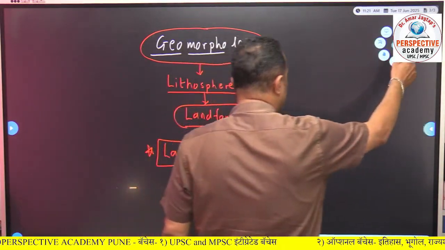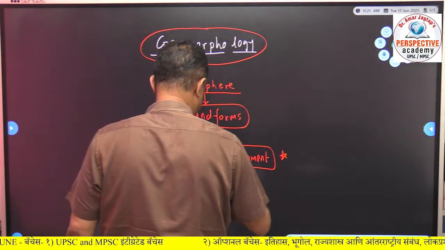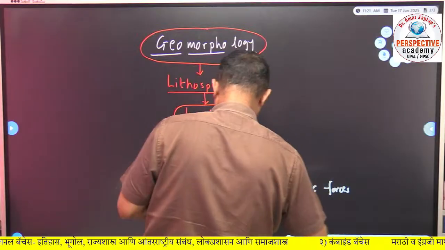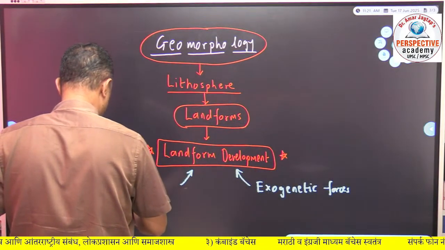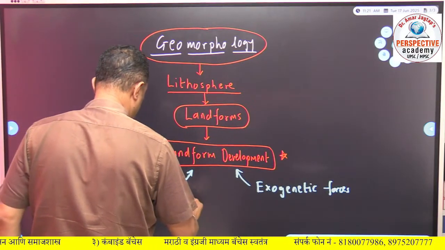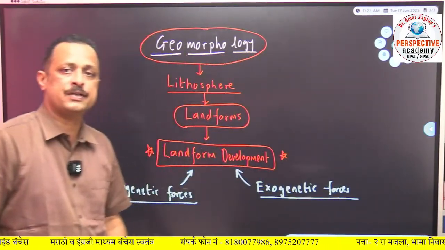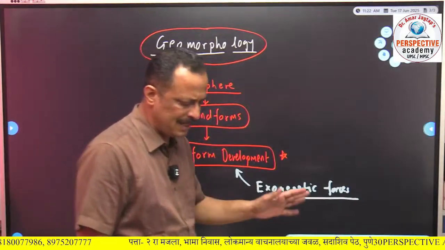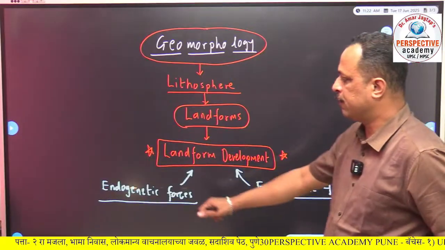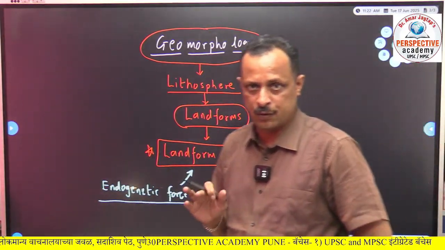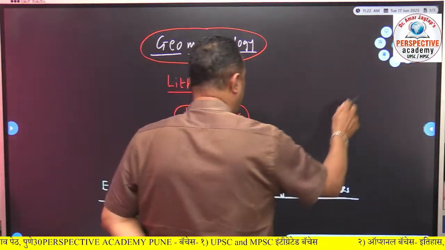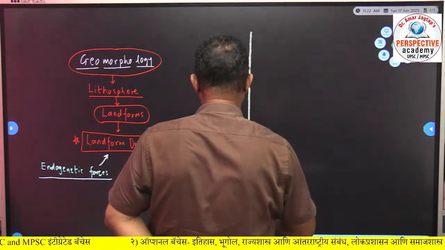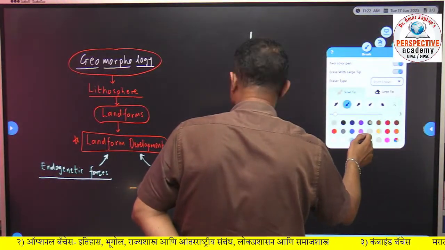Now this landform development is nothing else but the result of two factors. Which factors? It is the result of exogenetic forces and endogenetic forces. Clear? So both these forces, exogenetic and endogenetic, are going to play a role in landform development. So our study of geomorphology will deal with these two forces. The whole syllabus which we are going to cover is going to be part of what? Endogenetic and exogenetic forces. That's it. Clear? Now how we will apply all these things to India, world, that is in case of regional geography. How we are going to study? What we are going to study? We are going to study these landforms.